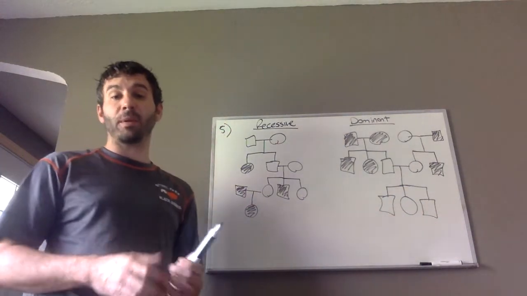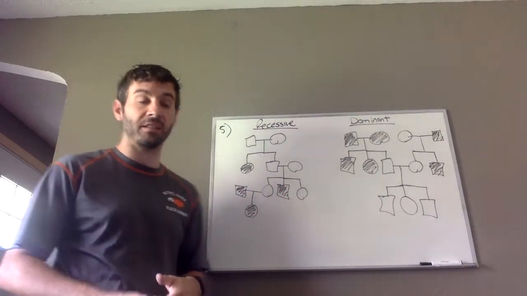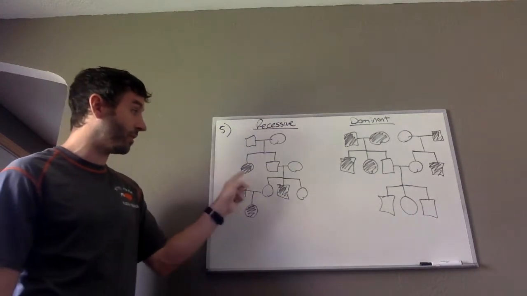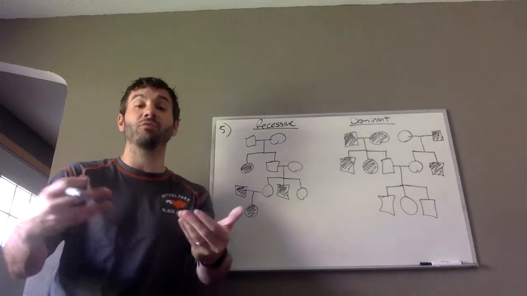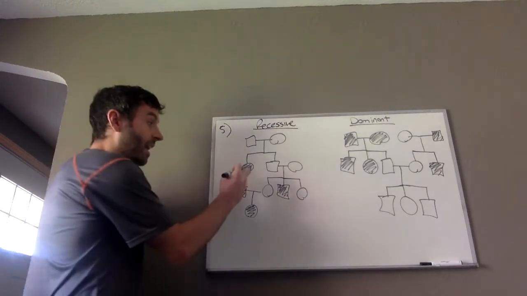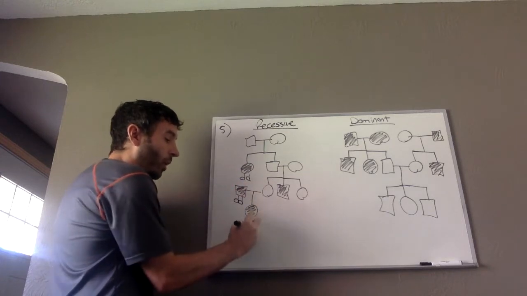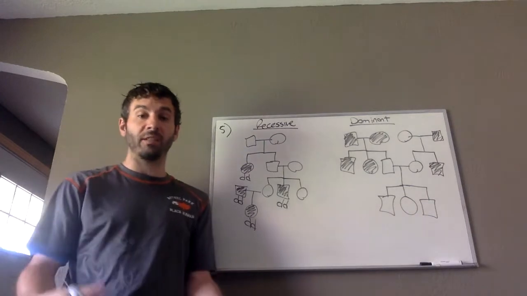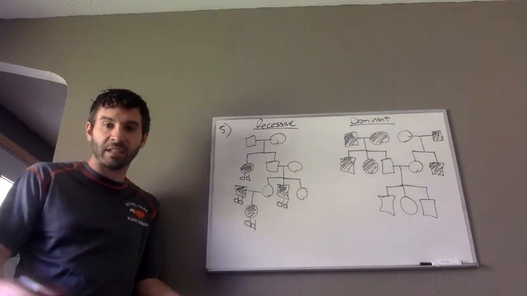Okay, so in this problem, we're going to use D's. Capital D meaning dominant, lowercase d meaning recessive. So on the left-hand side, this is a recessive pedigree. Anyone who is shaded in has the trait, which is recessive. Because they have a recessive trait, we automatically know their genotype. They're automatically lowercase d, homozygous recessive.